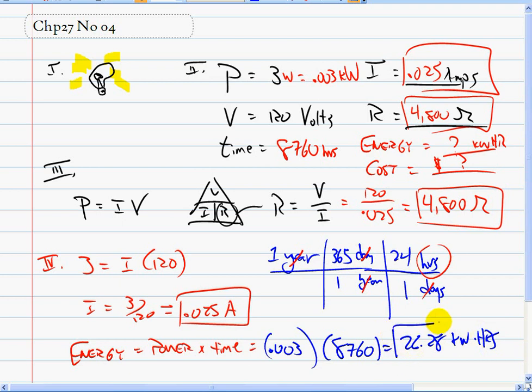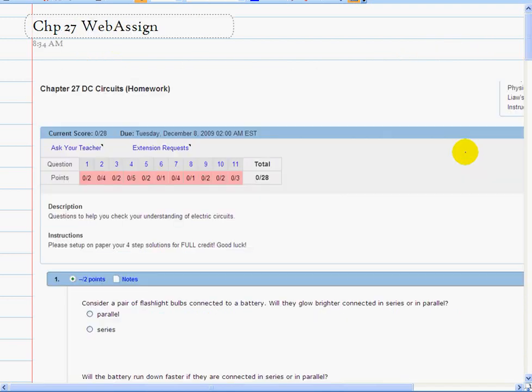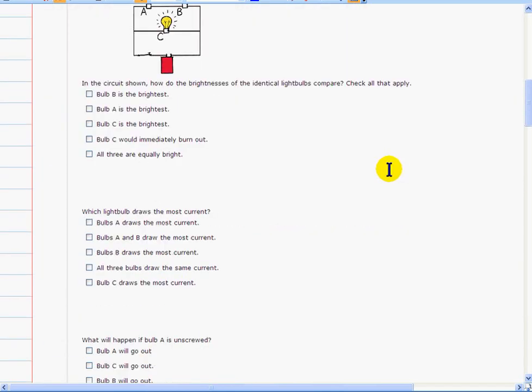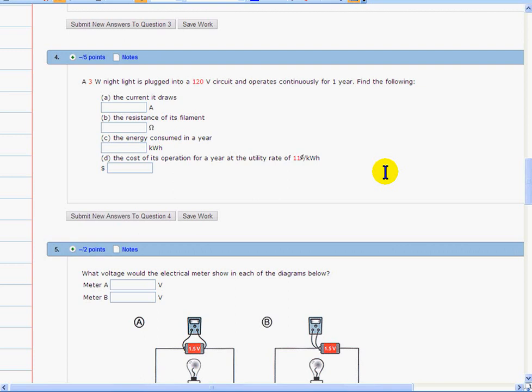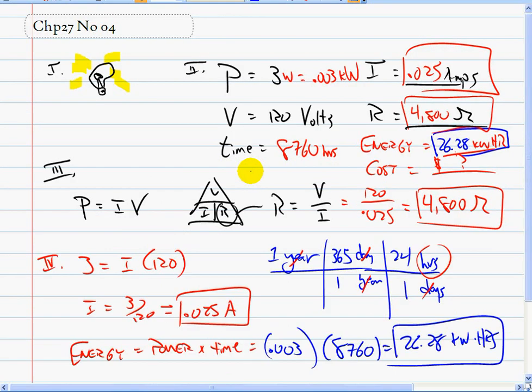Okay, so that's part C. We got 26.28 kilowatt hours. So finally, show me the money. We can get our final answer. To get our final cost, we just need to know the rate, the utility rate. And the utility rate was given as, here it is, 11 cents a kilowatt hour. That's actually pretty expensive. You guys are paying a lot less now, okay? But rates will only go up as energy becomes more scarce and expensive. So eventually we got to figure it out, okay?